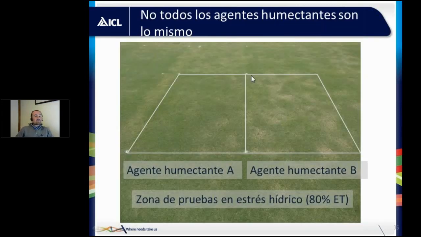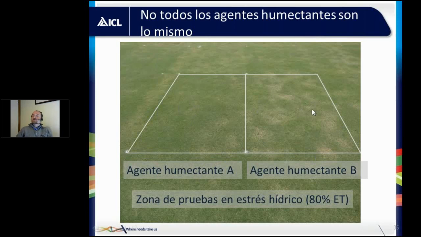This is illustrated in a range of trials. Here we have a trial just to demonstrate that not all wetting agents are the same. This is a golf green managed under hot conditions with reduced irrigation, so the trial area is under drought stress. And you can see the reaction of the surface from wetting agent 1 compared to wetting agent 2.